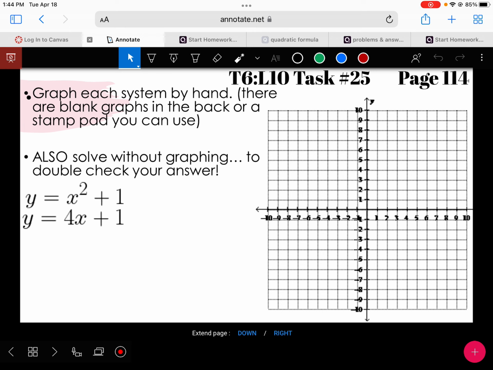Now, if you want to just glue it directly on the page, on page 115, you can, or you can glue this 1/4 down on page 114 or 115. I don't care. Okay? However you want to do it.